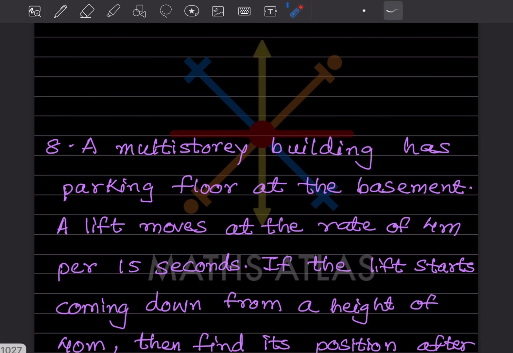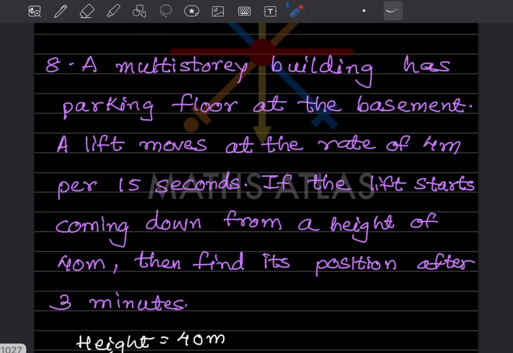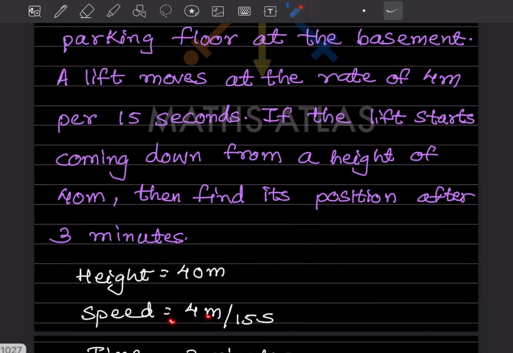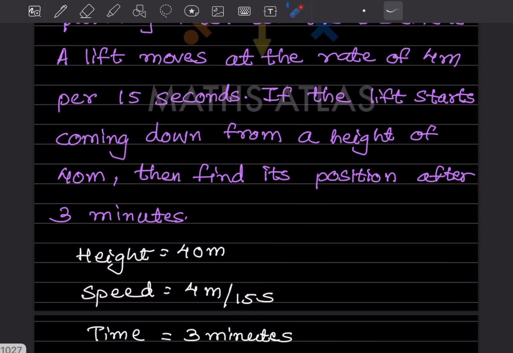A multi-story building has parking floor at the basement. A lift moves at the rate of 4 meter per 15 seconds. If the lift starts coming down for a height of 40 meter, then find its position after 3 minutes. So the height is given, that is the 40 meter. The speed is given, that is the 4 meter per 15 seconds. And the time is given, see here, this is in meter and this is in seconds. So here the time is given in minutes.